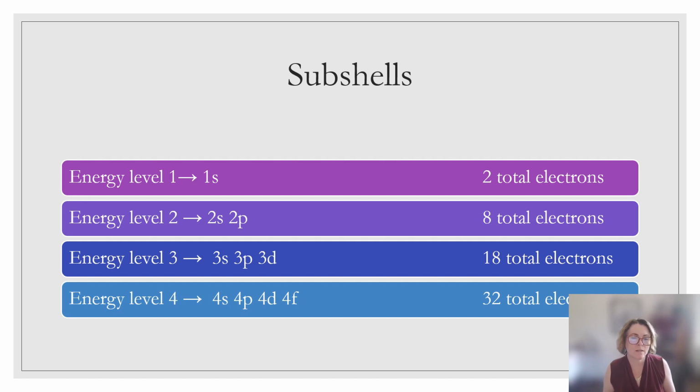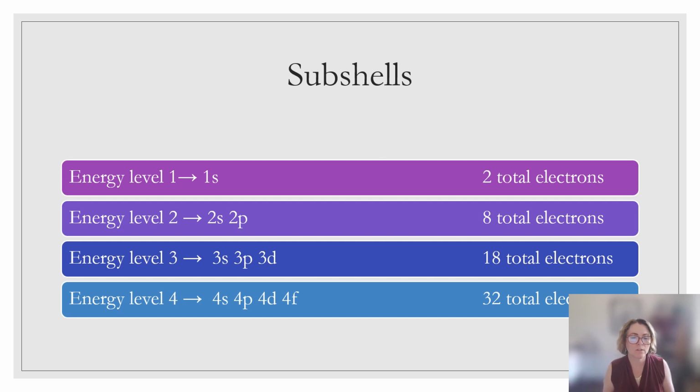Remember that the S subshell holds 2 electrons, the P subshell holds 6. So for that full energy level, I have a total of 8 electrons. For energy level 3, I have S, P, and D. S are 2 electrons, P are 6 electrons, D are 10 electrons. So that gives us a total of 18 electrons.